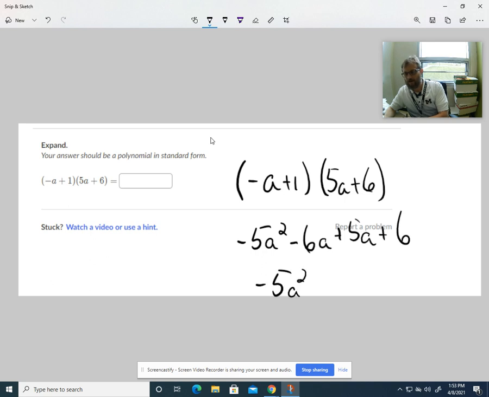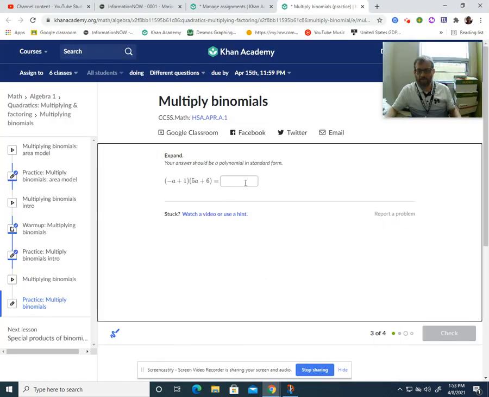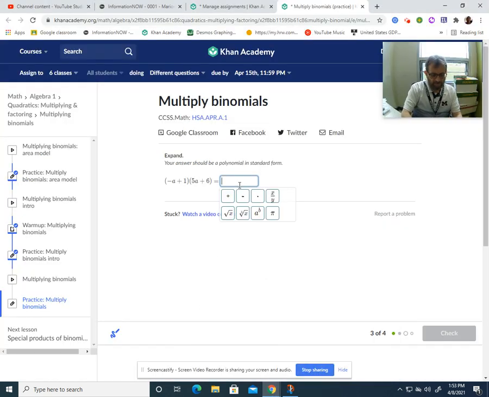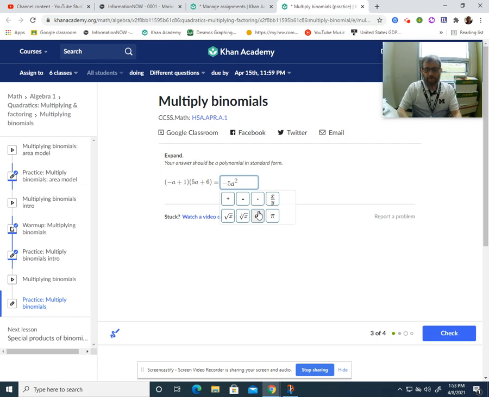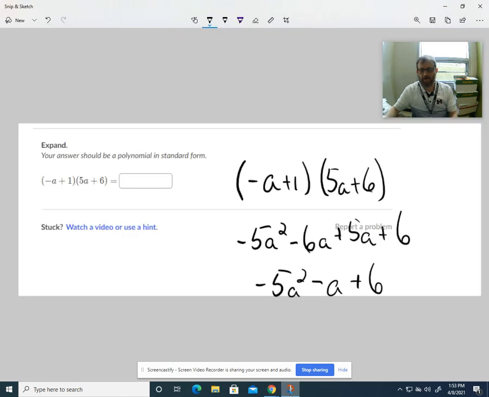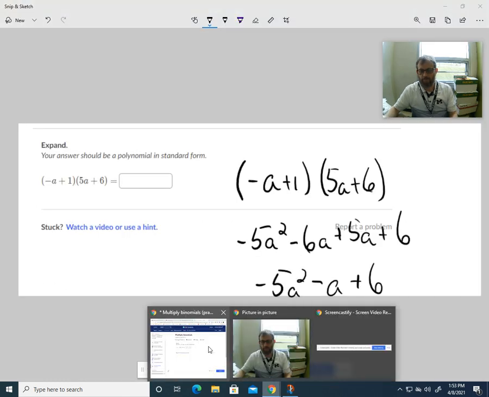Negative 5a squared. These combine to give me negative 1a. Now again, you can write that 1 in there if you want, but typically we do not because it's just not necessary. So negative 5a squared minus a plus 6. I'm going to go make sure I got it right this time. Don't want to miss it.